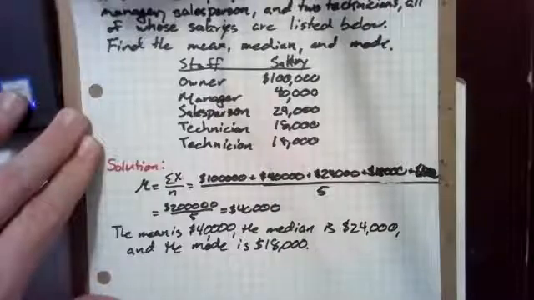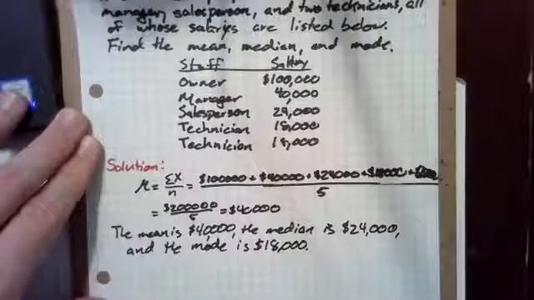So notice that the high salary for the owner skews the mean high, and it's very different from the median and the mode, which are about $6,000 apart, whereas the mean is $16,000 more than the median and $22,000 more than the mode.